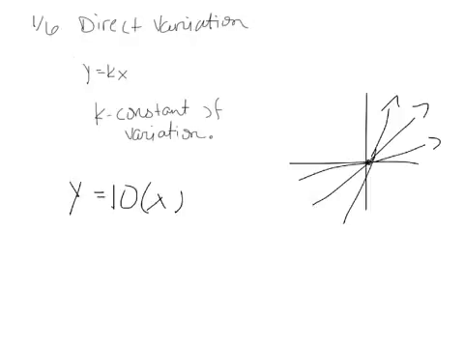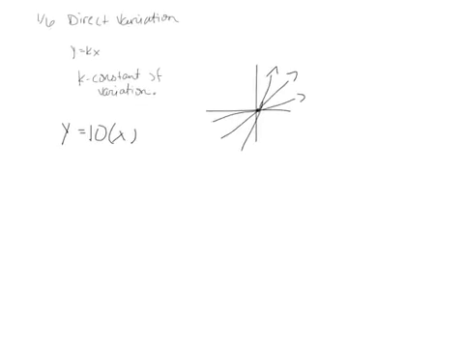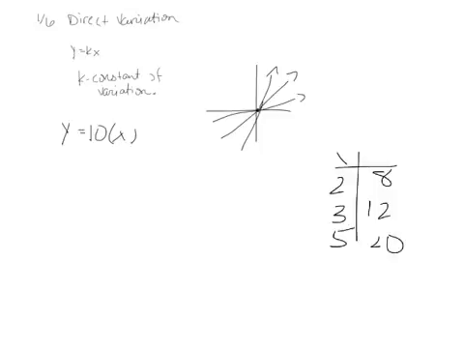You are usually given something like this, a table. So let's make this table. Let's say I've got a table, and your table has a 2, a 3, and a 5, and an 8, a 12, and a 20. This is your x, this is your y. I'm going to give you just a moment, and I want you to come up with a method to tell if this is a direct variation or not.